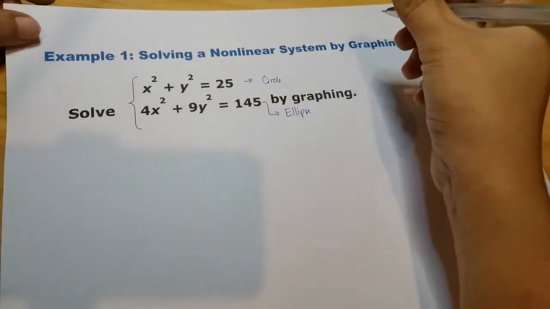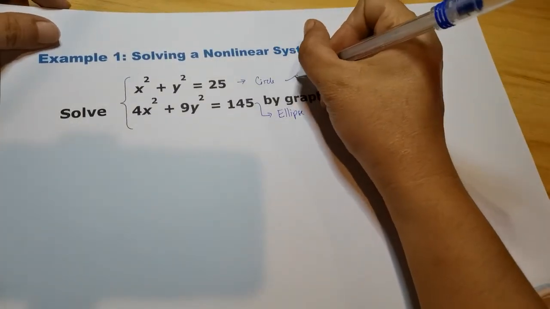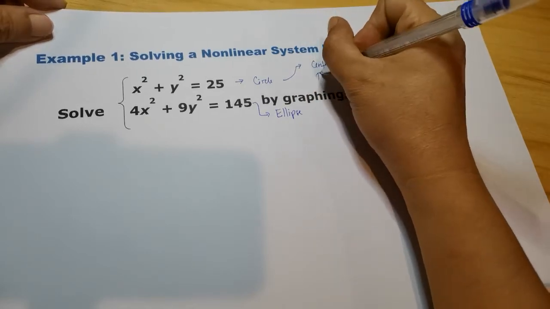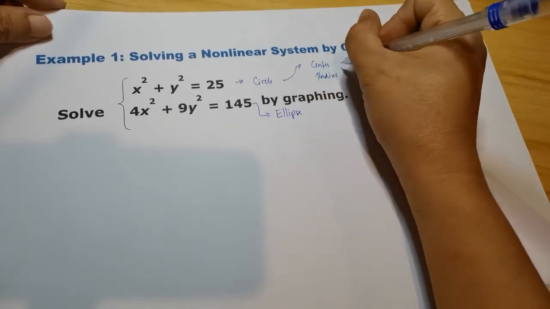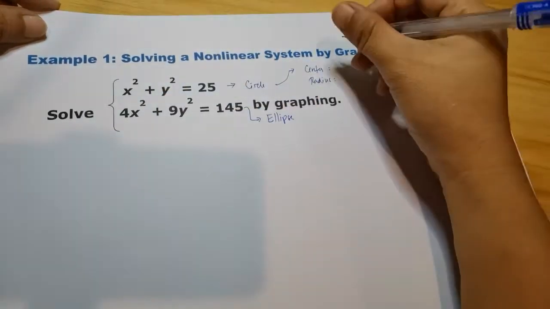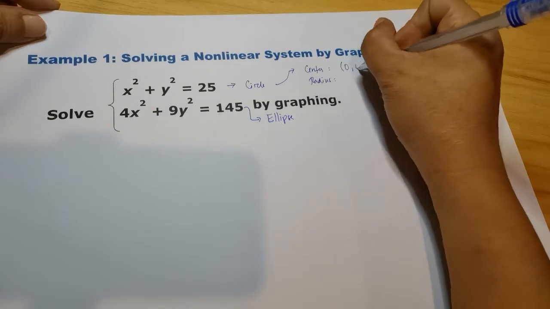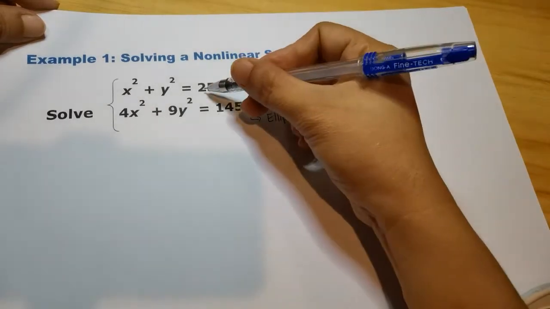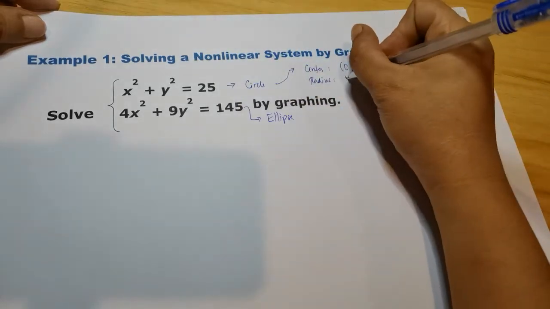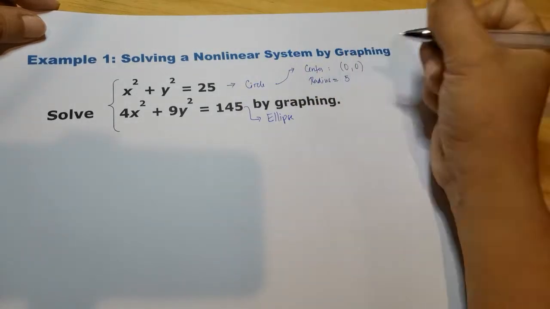To graph our circle, we need its center and its radius. The center is 0, 0, from the x and y. Then for the radius, this is our r squared, so we extract the root of that, and our radius is equal to 5.